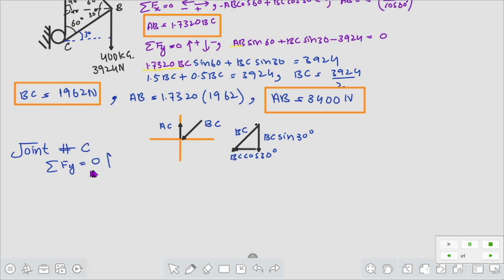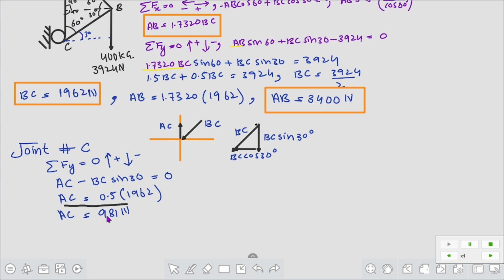So the summation of all vertical forces equals 0. The force directed up will be taken as positive, the force directed down will be taken as negative. So AC minus BC, because it is down, BC sin 30 degrees. So AC will become equal to 0.5 times BC. In place of BC I will take this value, so AC will become equal to 981 Newton.